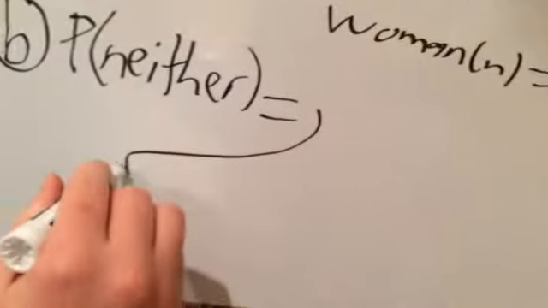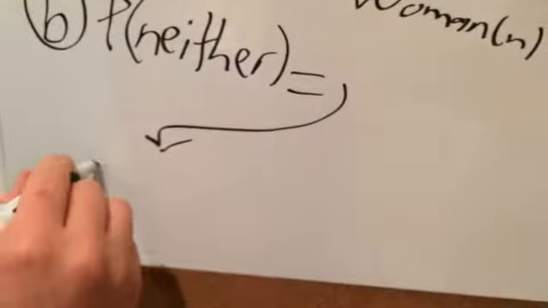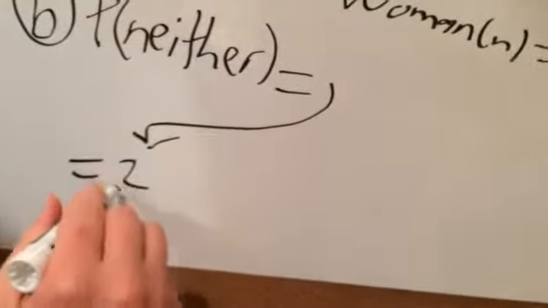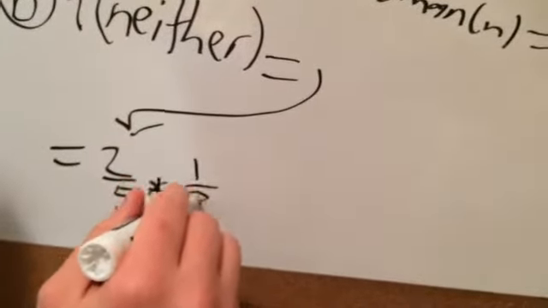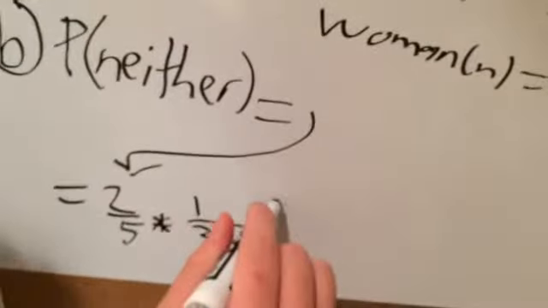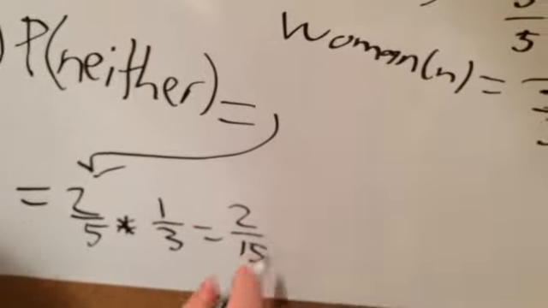I'll just move it down here for some space. 2/5 times 1/3 equals 2/15.